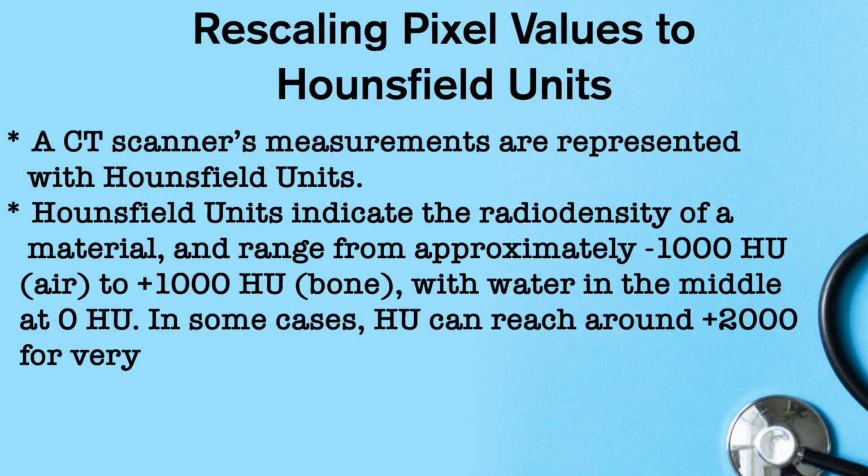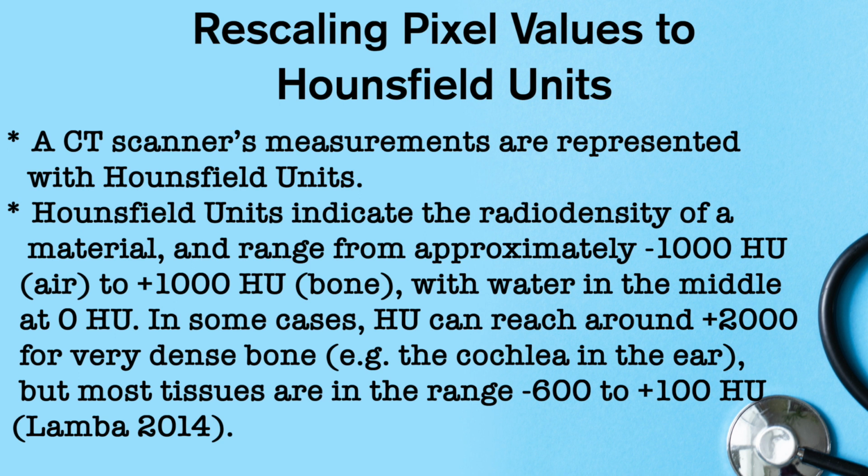A CT scanner's measurements are represented with Hounsfield units. Hounsfield units indicate the radio density of material and range from approximately -1000 HU, that is air, to +1000 HU, that is bone, with water in the middle at 0 HU. In some cases, HU can reach around +2000 for very dense bone. But most tissues are in the range between -600 to +100 HU.